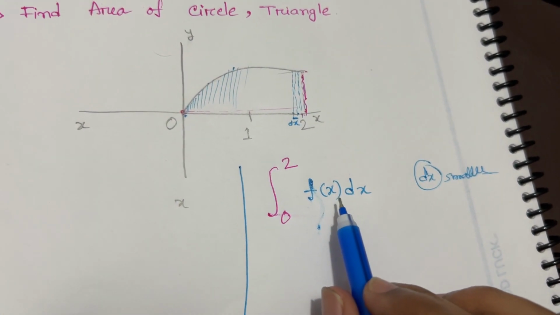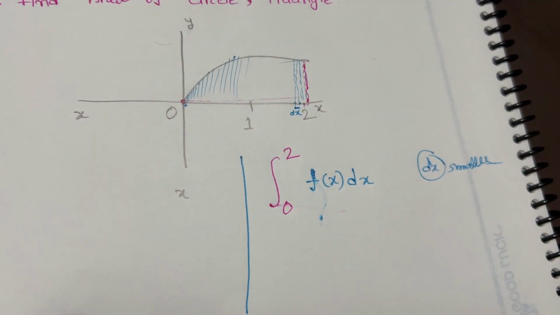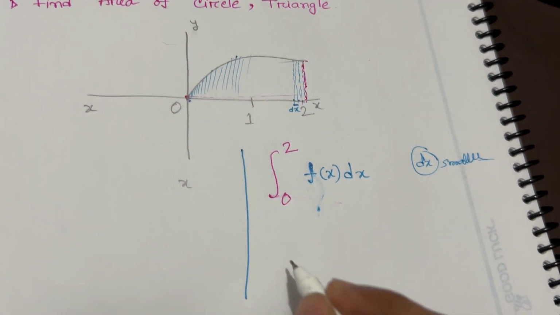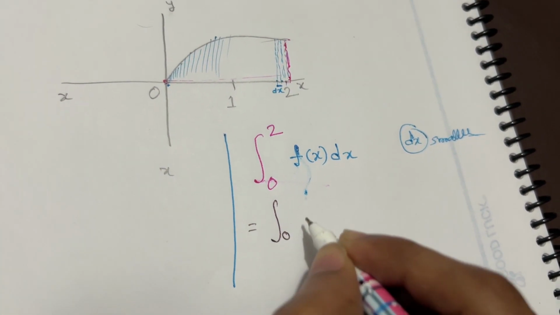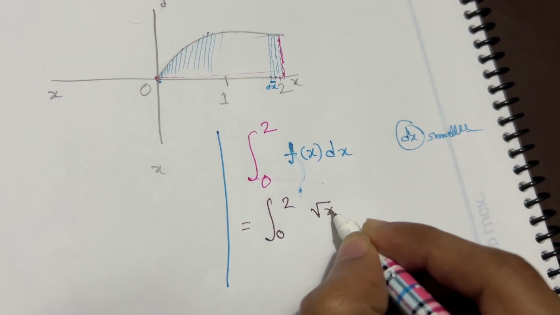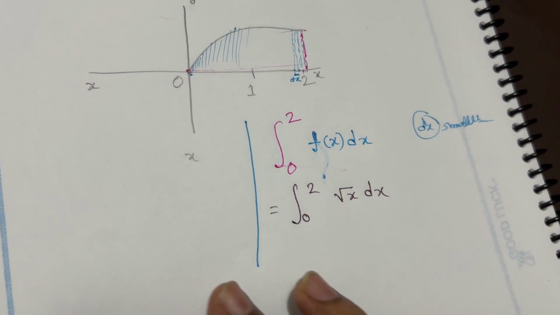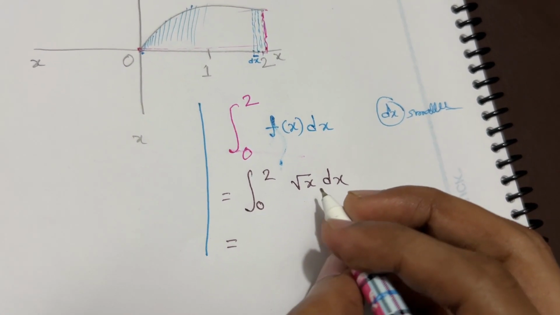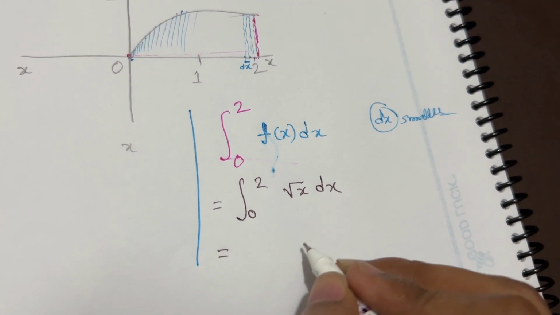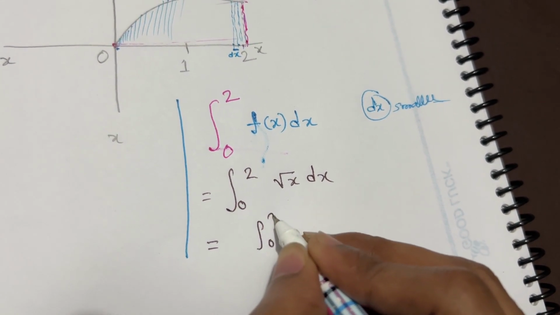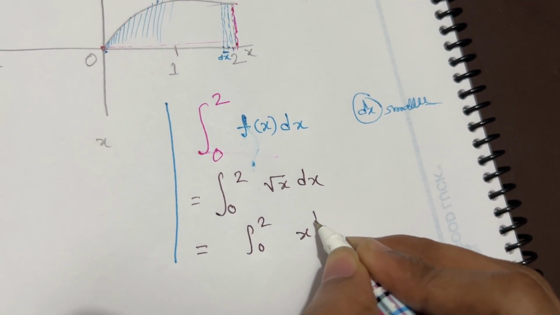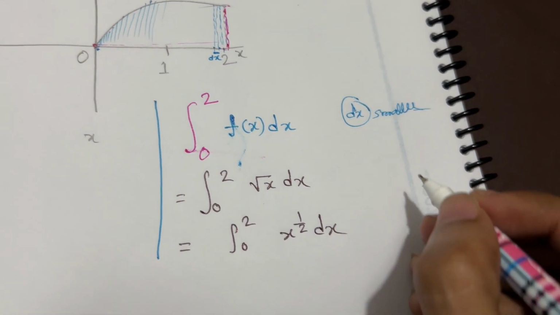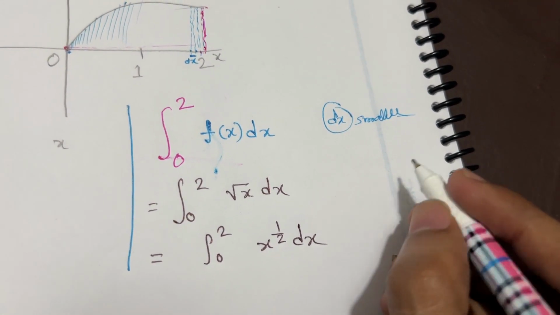Okay, so we need to find f of x. We already have f of x. If I just calculate it, this f of x is nothing but y equals root over x, from 0 to 2, root over x dx. So what you need to do, you just need to calculate. We can write this as x to the power half dx. Now we can get this formula. So this is a very easy formula for you.